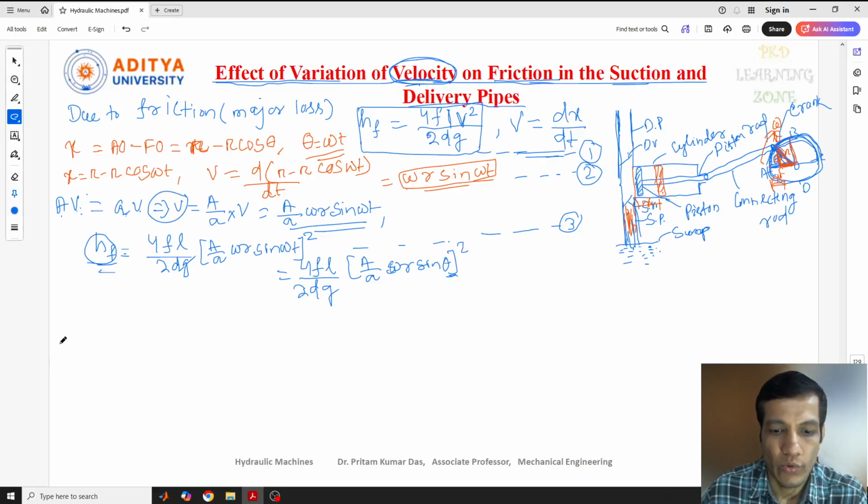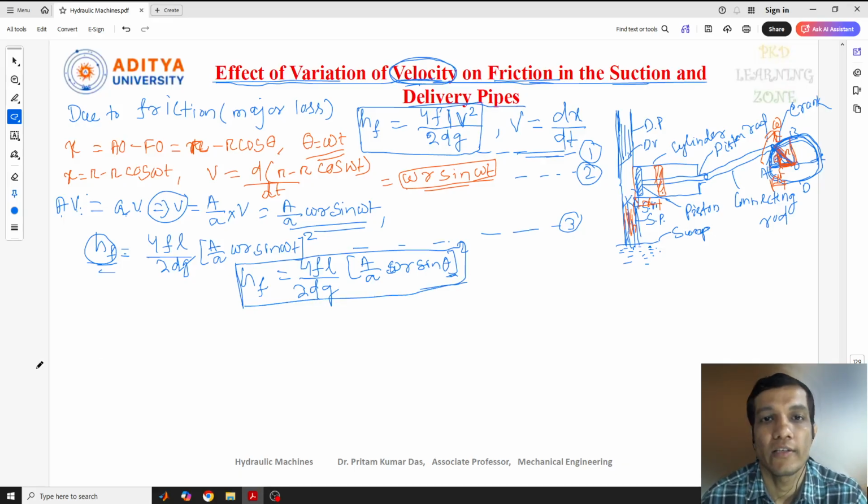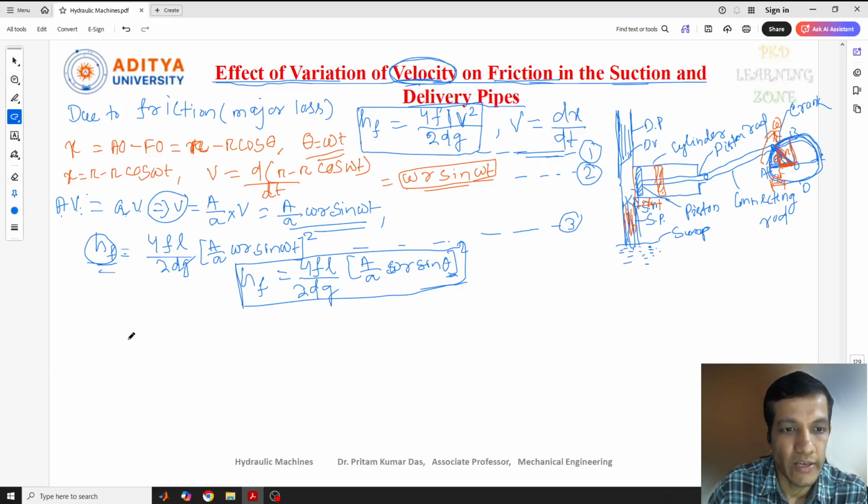Okay, so the loss of head due to friction, what we have discussed, the loss of head will come in the suction pipe as well as in the delivery pipe. So that can be calculated from this equation. Now this is the main equation. Now suppose I want to write the head loss in the suction and in the delivery pipe. So that we can also write based on the same formula.